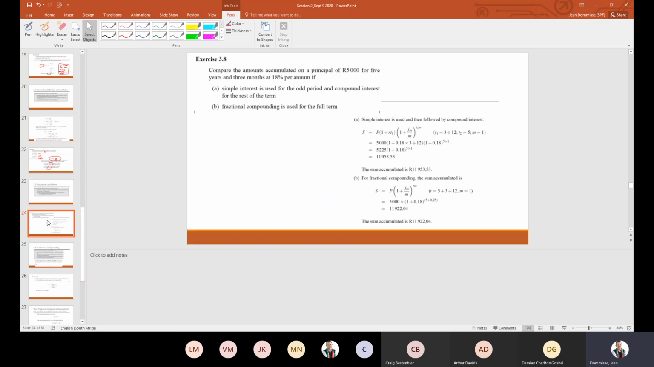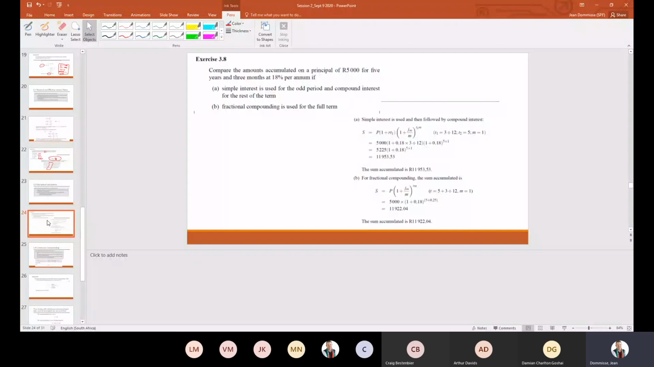So again, if you look at exercise 3.8, what they've asked is: compare the amounts accumulated on a principal of 5,000 for 5 years and 3 months at 18% if simple interest is used for the odd period and compound interest for the rest of the period. Okay, so with this one, we can't just go straight to the calculator because that will not work.